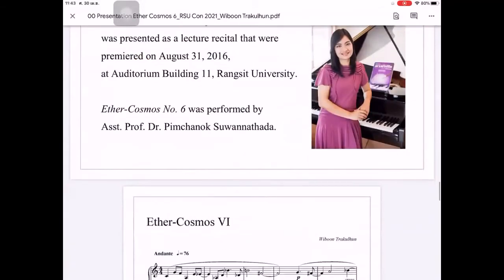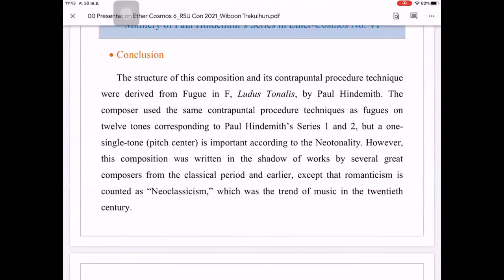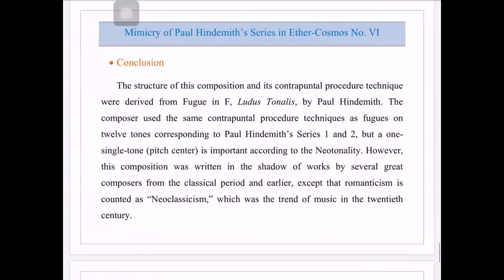In conclusion, the structure of this composition and its contrapuntal technique were derived from Fugue in F, reduced tonality by Paul Hindemith. The composer used the same contrapuntal technique as the fugue on 12 tones corresponding to Paul Hindemith's Series 1 and 2, but the single tone presenter is important according to neotonality.